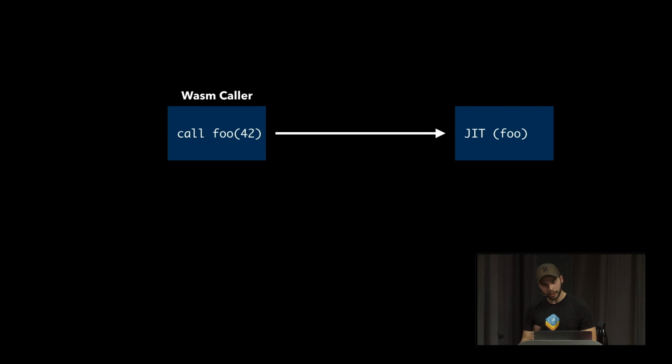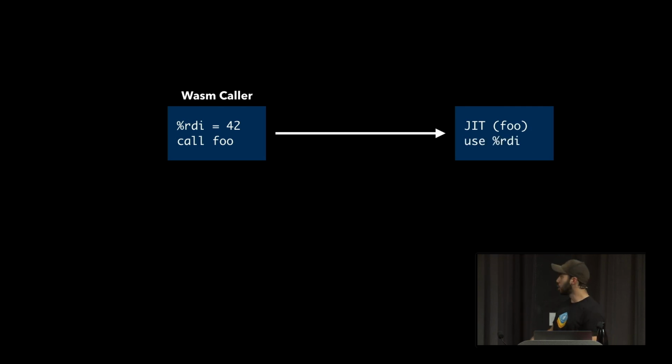That would be too easy. When you want to call foo, instead of just putting it on the stack, what you do is you put that in a register. And that makes sense, right? It's more efficient. You don't have to write to the stack. You just put that value in a register, and now the JIT code knows how to use it. It knows that the argument is going to be in that register.